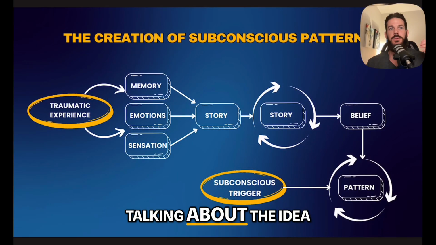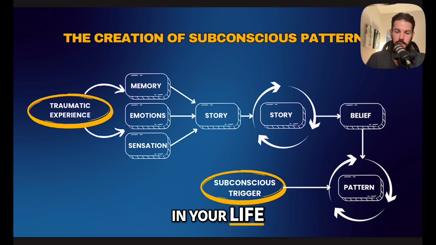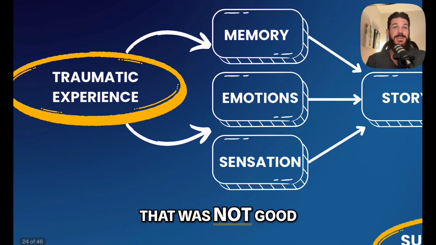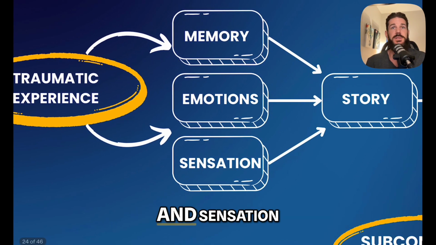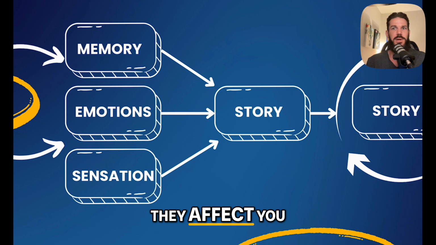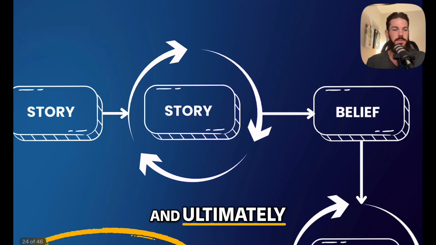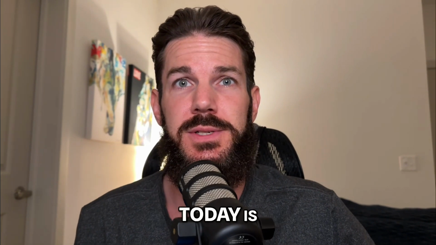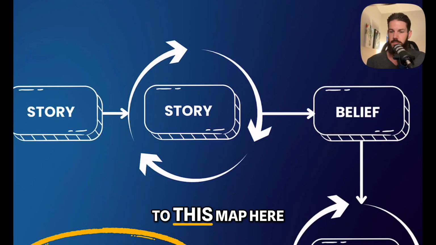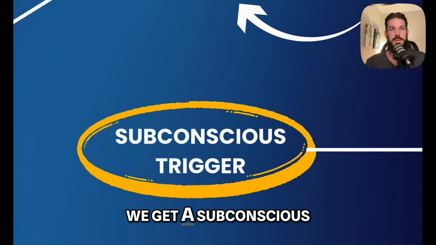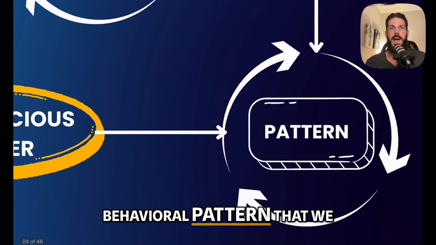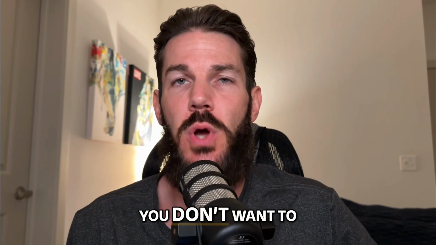So to review quickly, talking about the idea of subconscious patterns is that at some point in your life you had an experience, let's just call it traumatic or difficult or whatever it might be, that was not good, and it left an imprint in your body of memory, emotions, and sensation. And this ultimately creates a story around this event and why these things occur and how they affect you, which causes you to have beliefs. And ultimately, it puts you into this pattern. And that's what we're going to talk about today, is how do we actually get into this pattern? And it's because of a trigger. So if we go back to this map here, we can see that in the future, we get a subconscious trigger that comes into our life, and it sets us off back into this behavioral pattern that we cycle and we repeat. And I'm guessing that you don't want to keep doing that.